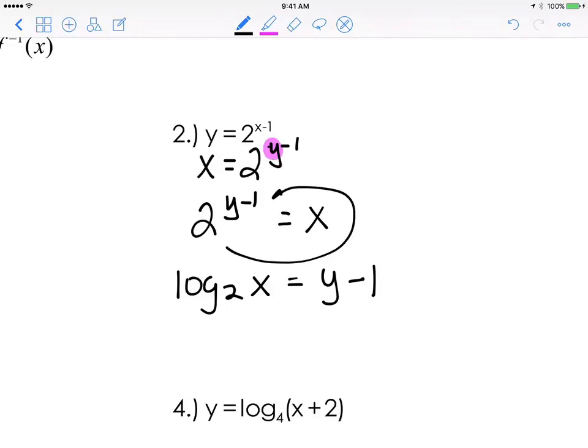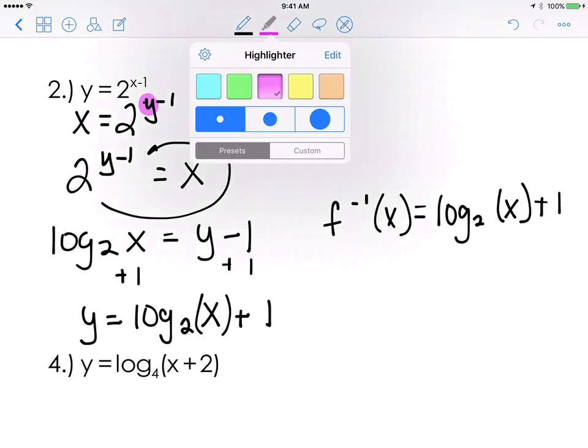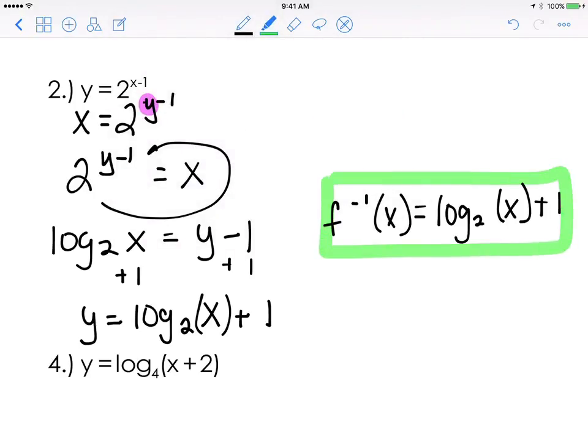So now we just need to add 1 to both sides. So we get y equals log base 2 of x plus 1. Let's make sure that we put parentheses around our x so that we don't think it's x plus 1 that is in our log. So we can rewrite that in our inverse notation. And there we go. It's the inverse.